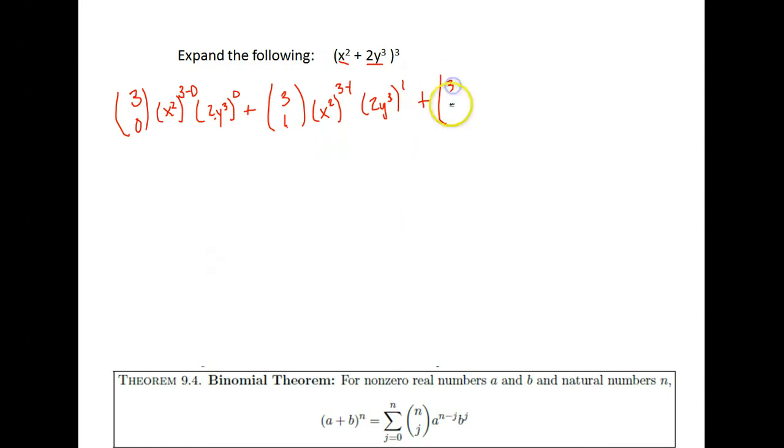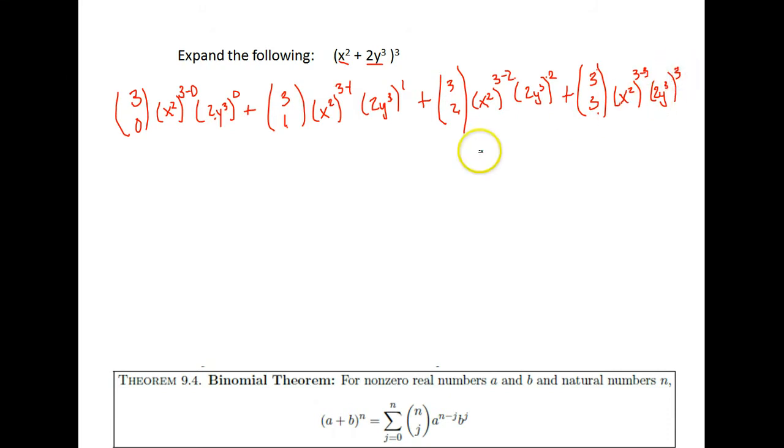Plus 3 taken 2 at a time. Then we have our x squared to the 3 minus 2 power, and 2y to the 3rd would be squared. Notice these numbers all match. And here's our last one. We know it's our last one because we have the same number on top and bottom. We have our x squared to the 3 minus 3, and our 2y to the 3rd is going to be to the 3rd power. Okay, let's do our combinations here.